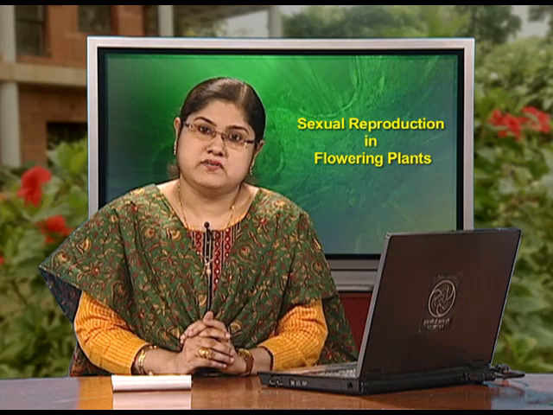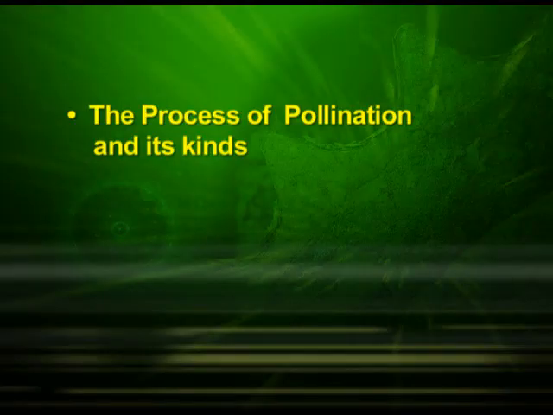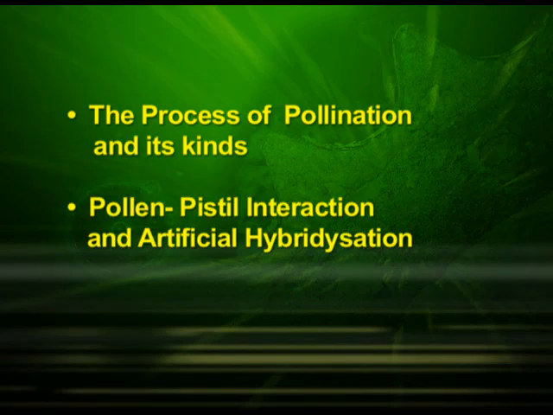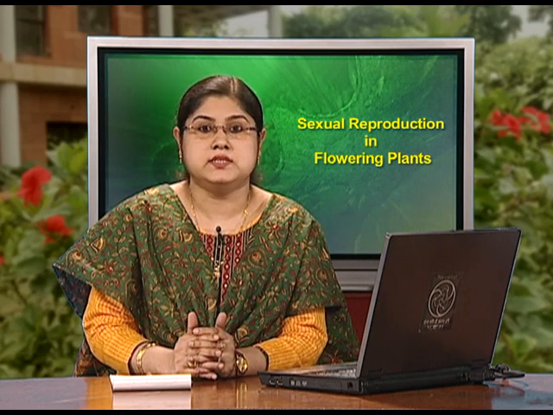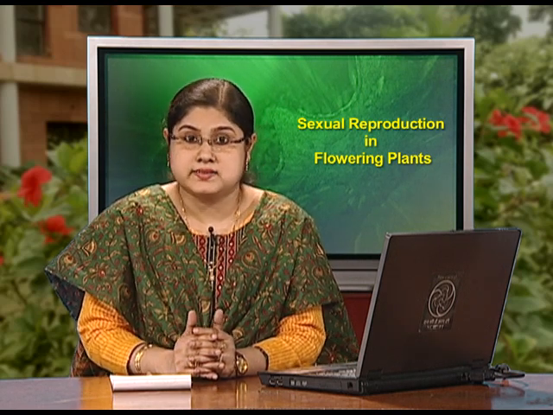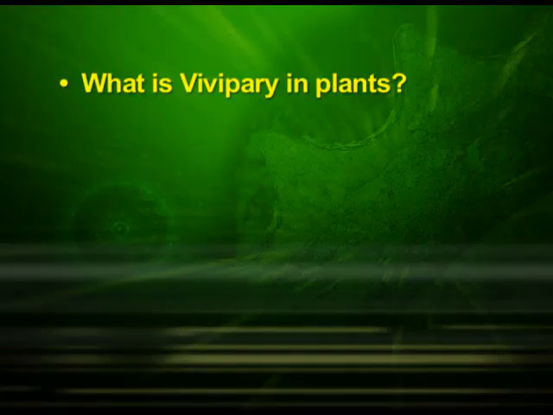In the third part of this chapter, we have already discussed the process of pollination and its kinds, pollen-pistil interaction and artificial hybridization. We close the third episode with a point to think about. Let us discuss it first. The point was, what is vivipary in plants?